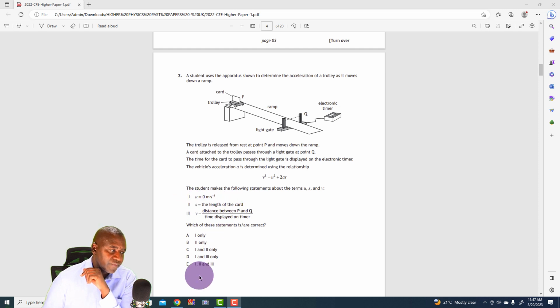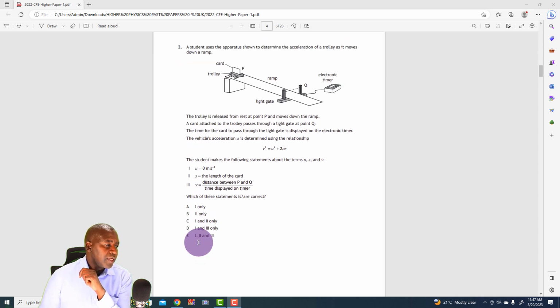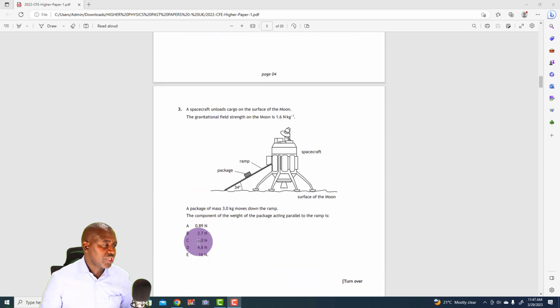Let's look at C, 1 and 2. Of course, we've ruled out 1. D is out because we ruled out 1 and 1 appears to be included. And E is, of course, out. We ruled out 1. So I tend to think that the best choice would be B, where it is this option that is correct. Let's go over to question number 3.